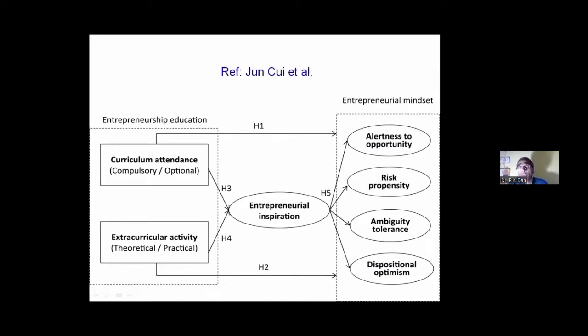Here, I would like to tell you the importance of education on entrepreneurship. From one of the research articles that I retrieved, curriculum attendance and extracurricular activity both contribute to entrepreneurial inspiration, and that helps to create an entrepreneurial mindset, which is very important. Entrepreneurial mindset means that the people who are prone to do entrepreneurship have a kind of mindset which is quite conducive for innovation and entrepreneurial undertakings. One is alertness to opportunity: whenever there is an opportunity, they can sense it.